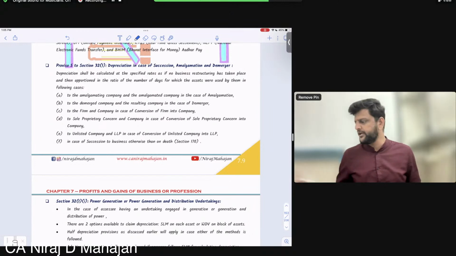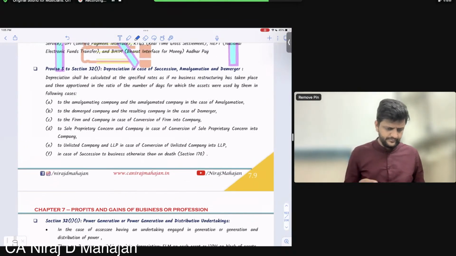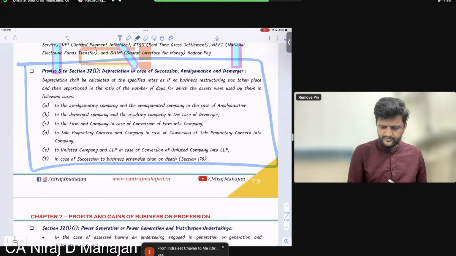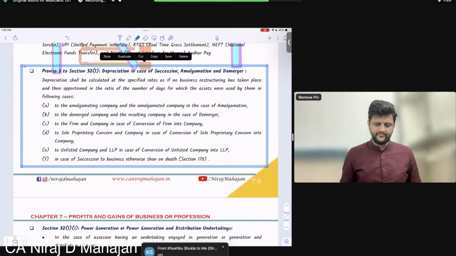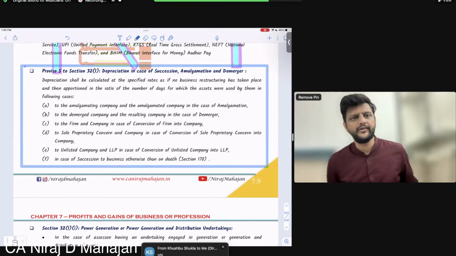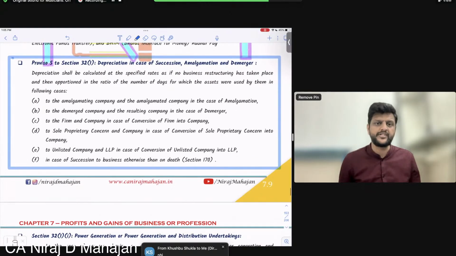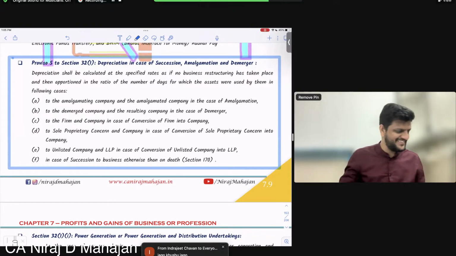Come to page 7.9. All of you there? Kushbo, sleeping, no? Good. So read this point quickly, everybody. Proviso 5 to section 32(1). Depreciation in case of succession, amalgamation and demerger.